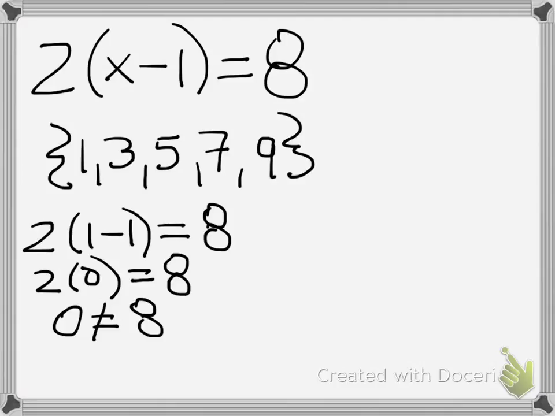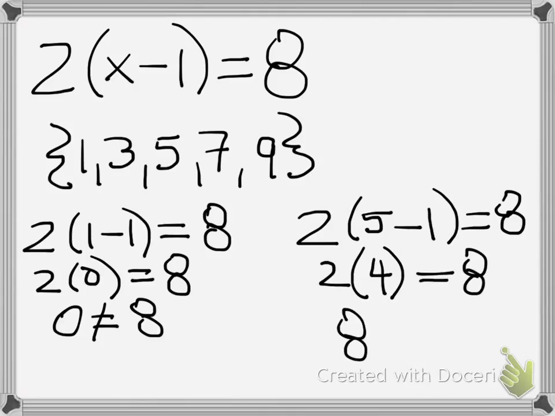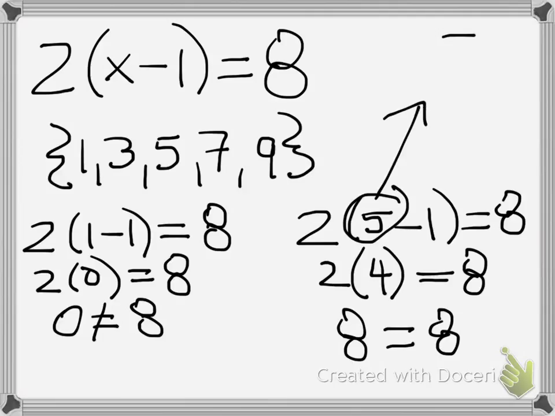What I should find is that the number 5 works as a solution, and I will show you. So in parentheses, 5 minus 1 is 4. 2 times 4 is 8. So 8 equals 8. And therefore, the number 5 is my answer.